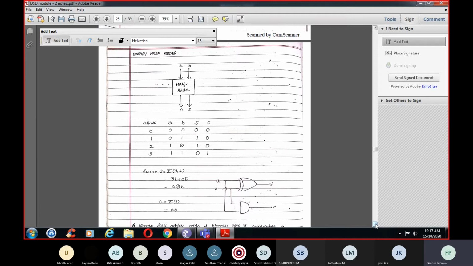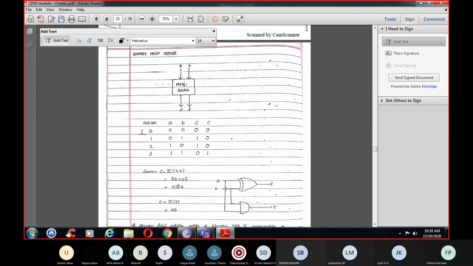So now, a binary half adder, what happens here? It adds 2 binary bits, A and B, and generates a sum bit and a carry bit. Here the block diagram and the truth table are shown. I hope you have studied this in your first year, where A and B are the inputs and S and C are the sum and carry.